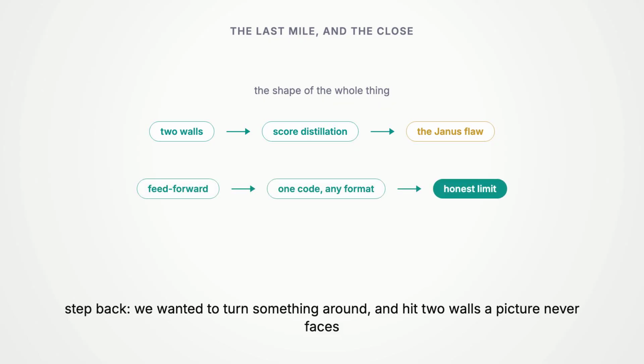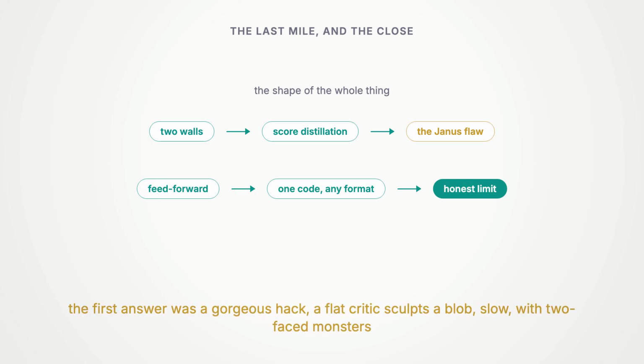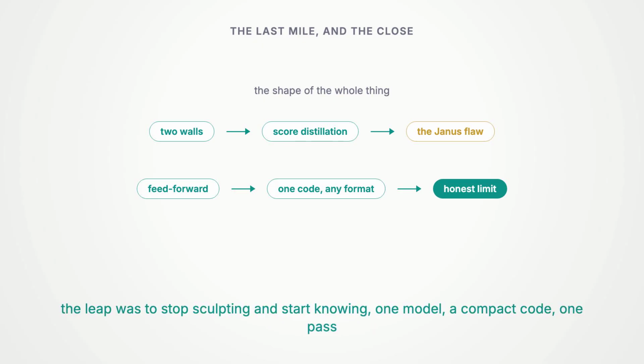The first answer was a gorgeous hack. Borrow a flat image model and let it sculpt a blob from every angle, which worked, gave us its 2-faced monsters, and was slow. The leap was to stop sculpting and start knowing. Train one model on the structure of 3D itself, generate a compact code, and decode a finished object in a single pass, in whatever format you need.